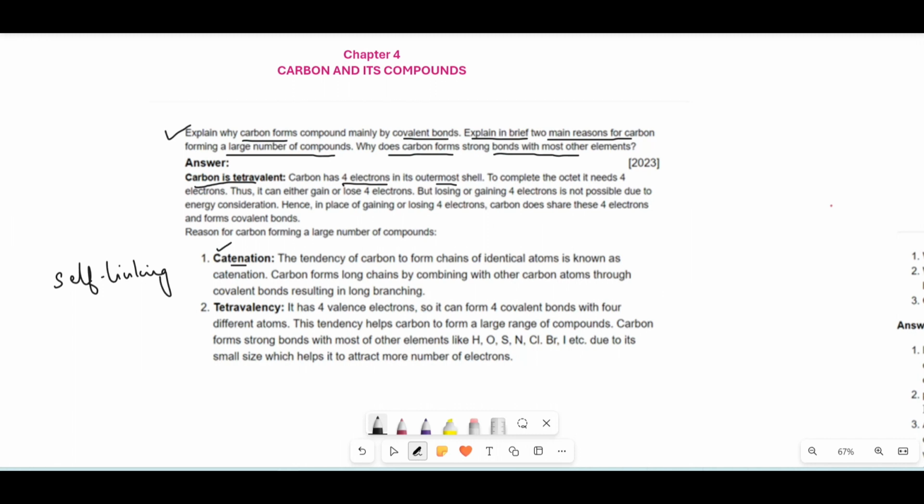And then the second one is tetravalency. Carbon has 4 electrons, as you know. So it can form 4 covalent bonds with 4 different atoms. These 4 covalent bonds can be single, double, or triple bonds. And they can form strong bonds with most of the other elements like hydrogen, oxygen, sulfur, nitrogen, chlorine, bromine, iodine, etc. Also, the small size of carbon helps it attract a greater number of electrons. Now, the second question.